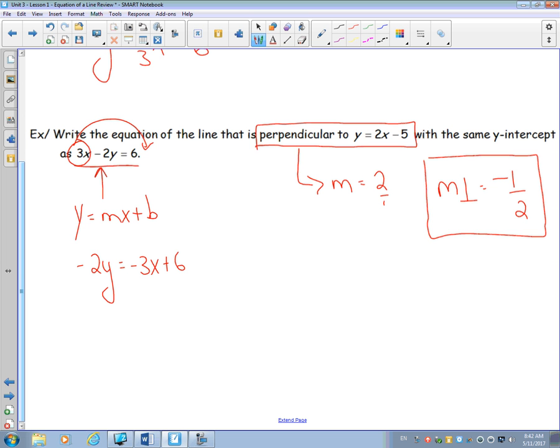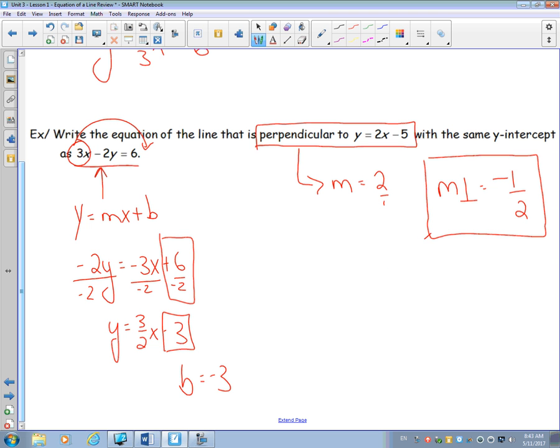Now I've got the mx plus b part going, but I don't have the y equals part. I've got this -2 out front. So I need to divide out that -2 to get y equals. So if I divide one side by -2, I need to divide the other side by -2. So I end up with 3/2 x. I just cancel out the two signs. Two negatives make a positive. And 6 divided by -2 makes -3. And I was doing this because I was told it has the same y-intercept. So I need the y-intercept. B is -3, right there.